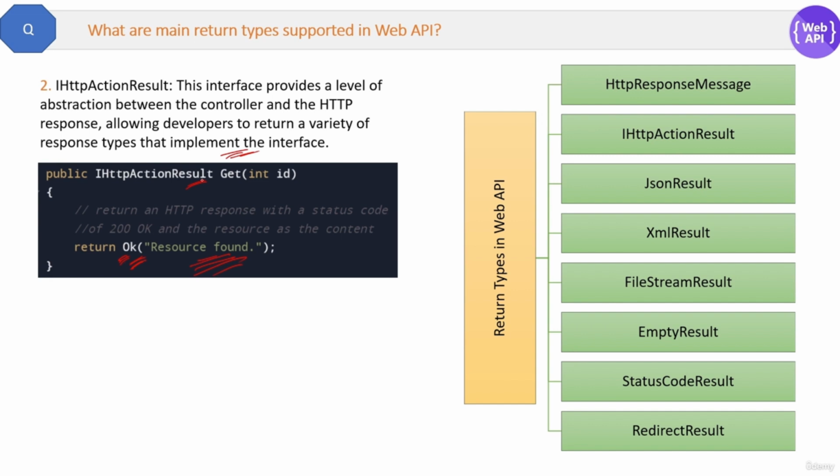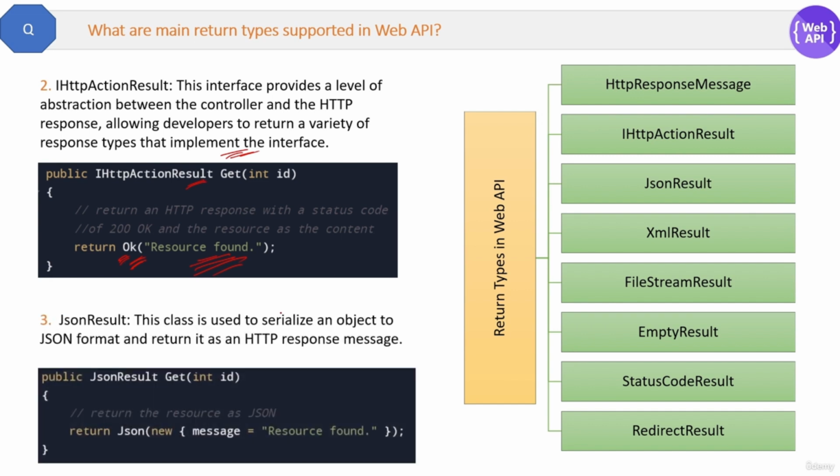The next return type is JsonResult. This class is used to serialize an object to JSON format and return it as an HTTP response message. See the code to return the JSON string from the JsonResult like this.